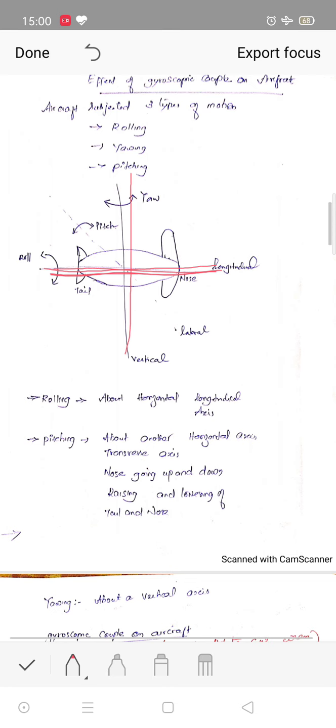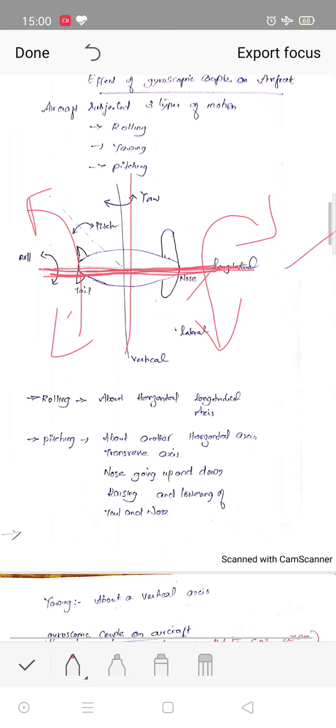So rolling is all about this horizontal longitudinal axis, and if the aircraft is rotating along this axis, like this, then the motion is called rolling. In an aircraft you need to know some basic terms: the forward part of the aircraft is called the nose and the backward part is called the tail. So in rolling, our aircraft is rotating about the longitudinal horizontal axis, that I have marked here. That type of motion is called rolling.